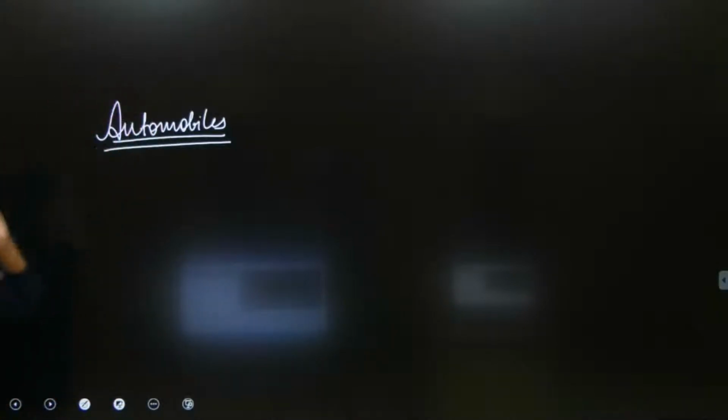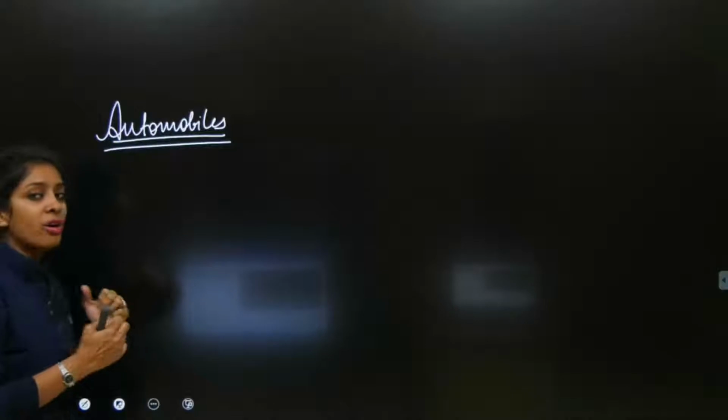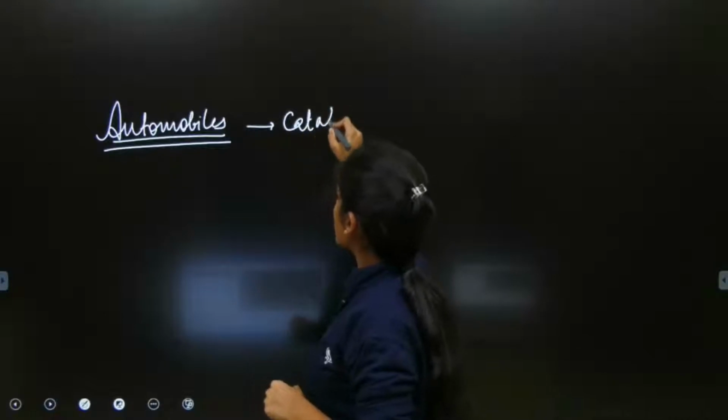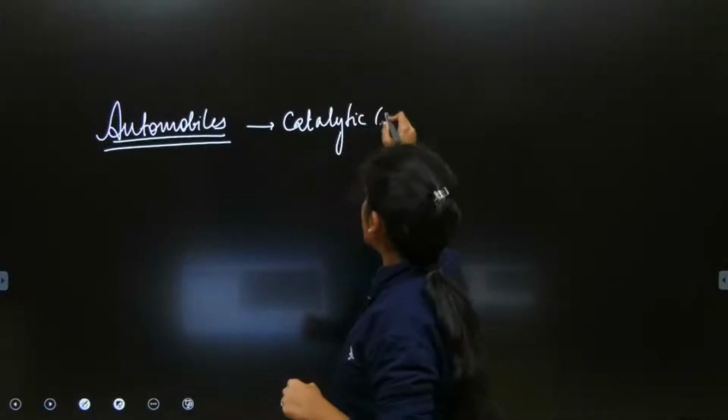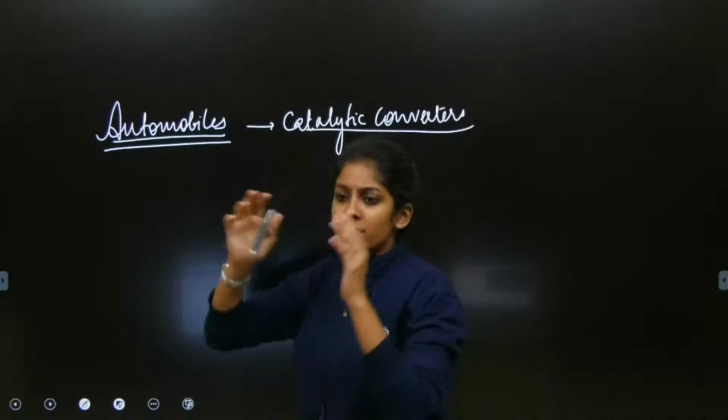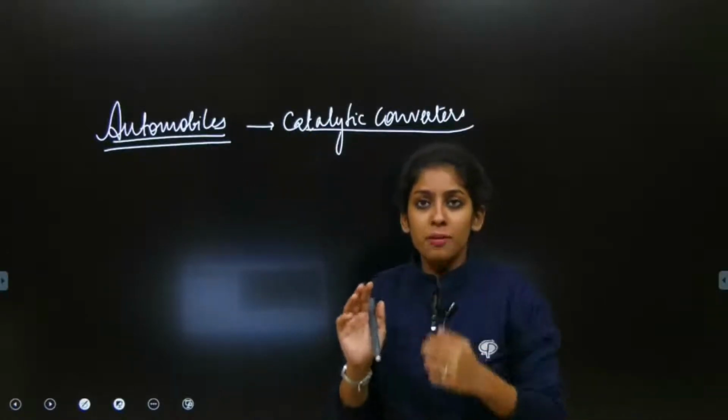All right. So this is automobile. So how do you control the pollution that is coming out from automobiles? One good way is using catalytic converters. So what are these catalytic converters? Why are automobiles causing pollution? What is the logic behind automobiles causing pollution?